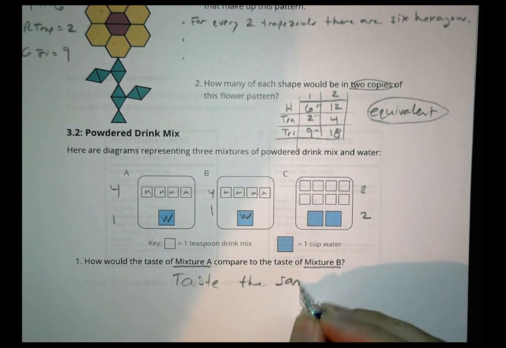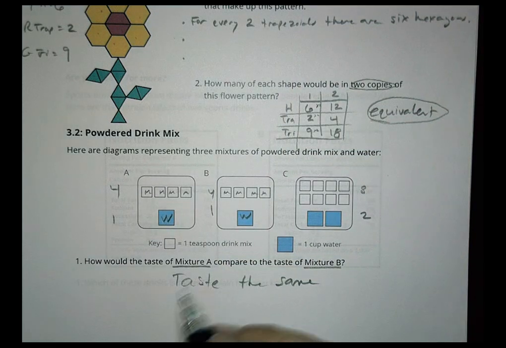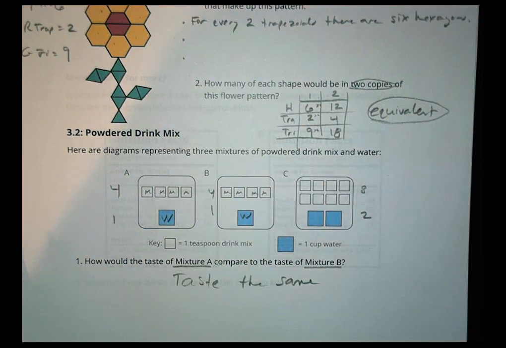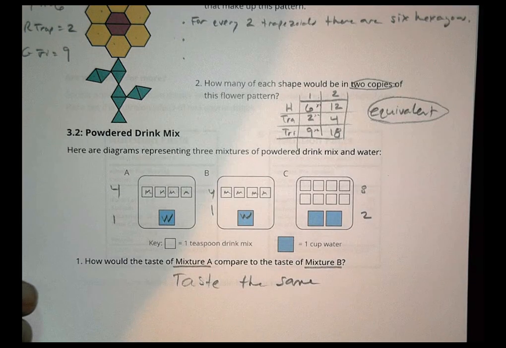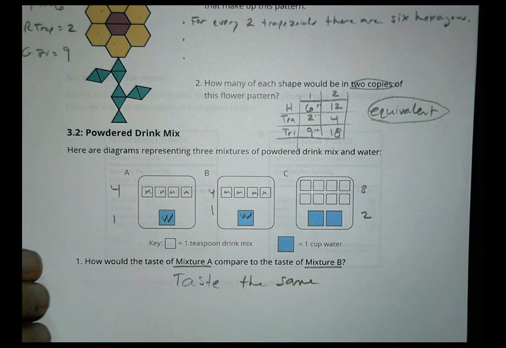Everything should taste the same. That's the great part about a recipe. A recipe says if you follow these directions and mix everything appropriately, in the right amounts, it should taste the same. Okay? So that's why a recipe works the way it does. It comes out tasting the same every single time, unless you make a mistake, right?